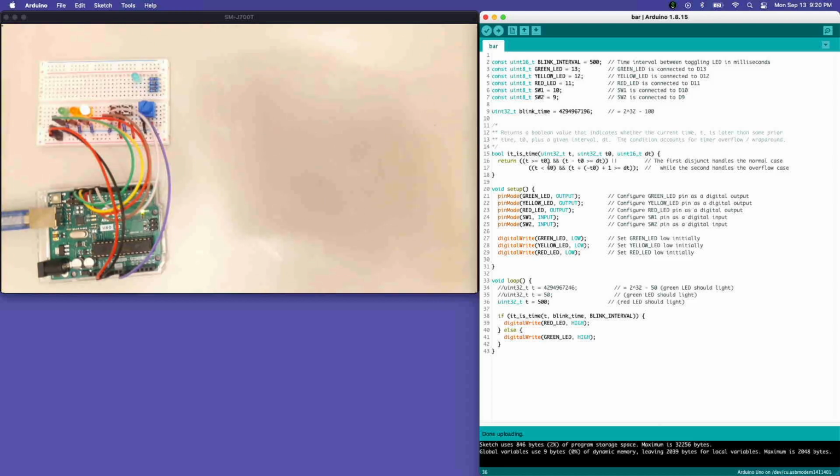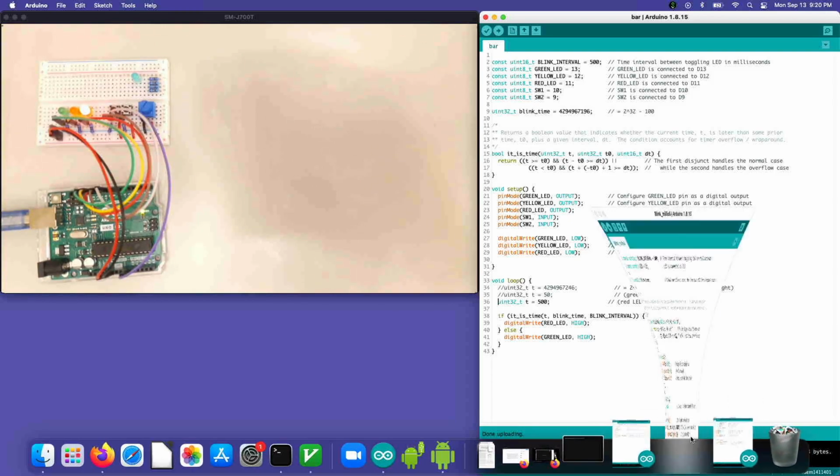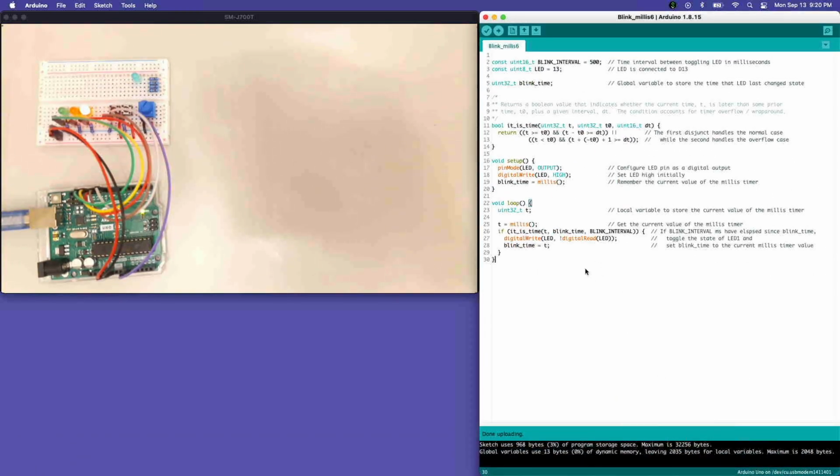Okay, so that's it for now. The latest version of Blink Millis, Blink Millis 6, is in the repo, so you can take a look at that. You can grab this helper function if you would find it helpful for your own code. You're welcome to use it.